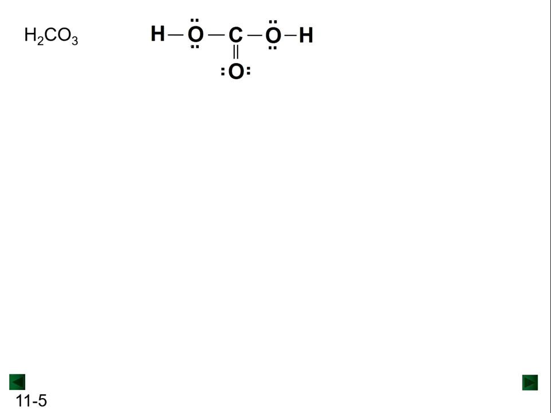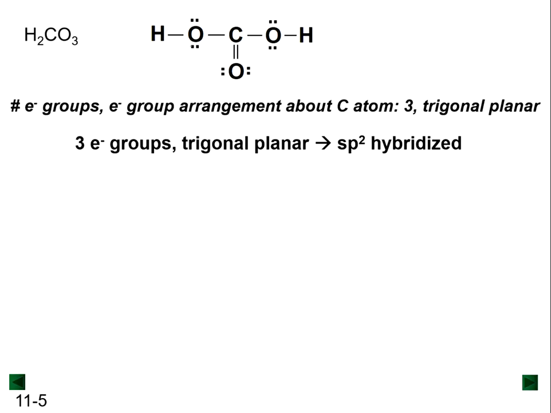Next we have carbonic acid, and there are 2 central atoms here. We'll focus on the carbon initially. The carbon central atom has a trigonal planar electron group arrangement. There are 3 electron groups, therefore there need to be 3 hybrid orbitals, so it is an sp2 hybridized system. There are 3 sp2 hybridized orbitals.